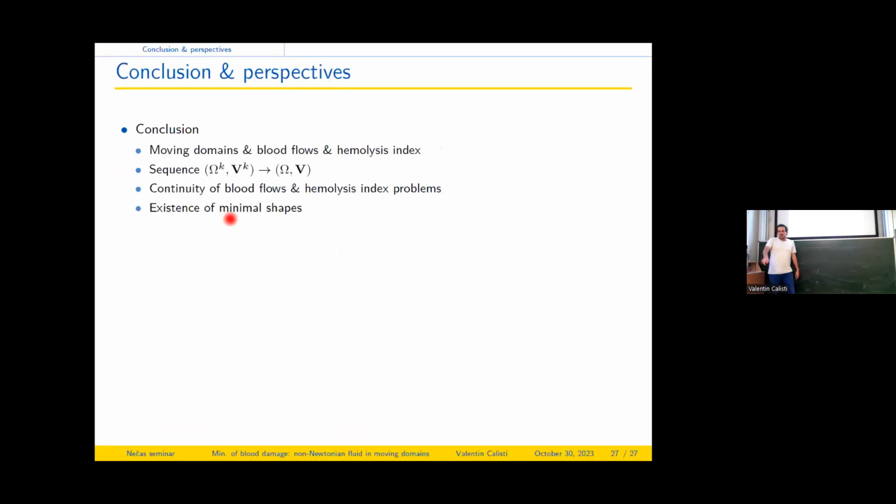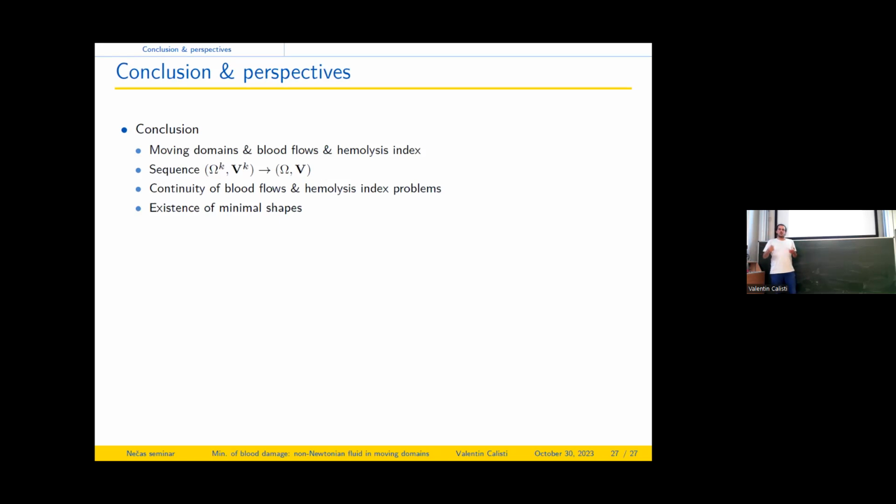So this would have been the only slide of the presentation, because this is what we have done. We have moving domain, blood flow, hemolysis. We have a sequence converging and we show the continuity, which allows us in our framework to conclude about the existence of an optimal domain. And just to give you some perspective on this work, we are currently working with Jean-Sébastien Simon on the numerical application of this work, but we need to regularize it, because what we usually do in order to have some numerical result is to compute some sensitivity with respect to the shape of the PDE we are working with. But in this case, we don't even have uniqueness of solution.